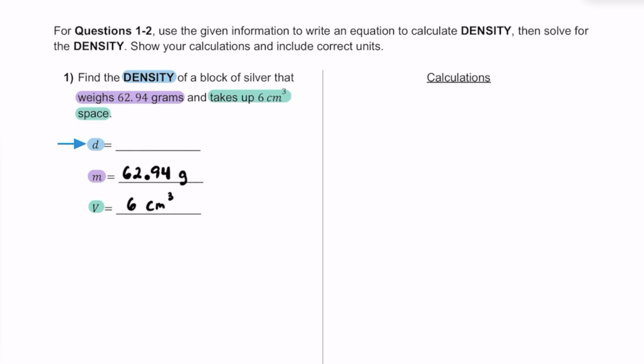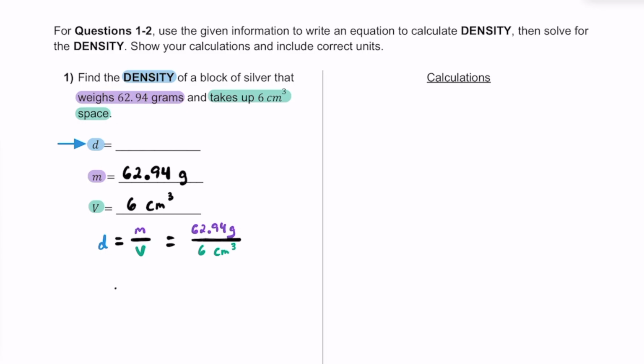Alright, so what's our formula again? Going ahead and making some substitutions, we know the mass here is going to be 62.94 grams. Let's take that mass and divide it by the volume. We know the volume is going to be 6 cubic centimeters, so we'll put that on the bottom as 6 centimeters cubed.